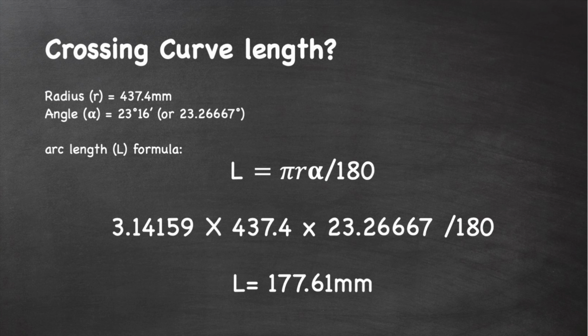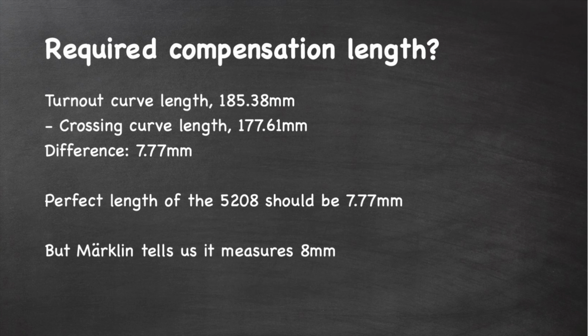Now let's calculate the difference between the two to find out the length of the compensation bit that would be required. We'll do a little subtraction. Turnout curve length, that's 185.38, minus crossing curve length, that's 177.61. That gives us a difference of 7.77 millimeters. 7.77 millimeters should be the length of the compensation bit required with a crossing. But Märklin tells us that the 5208 compensation bit is 8 millimeters long. This, of course, doesn't add up.